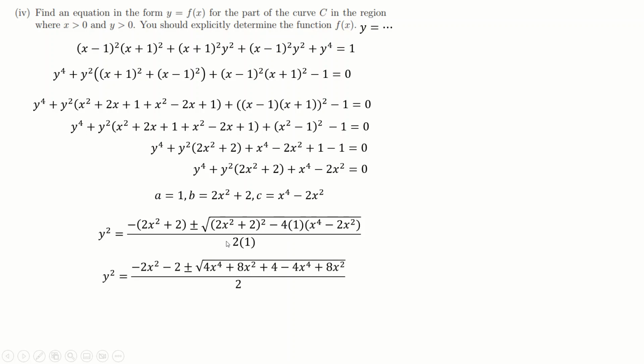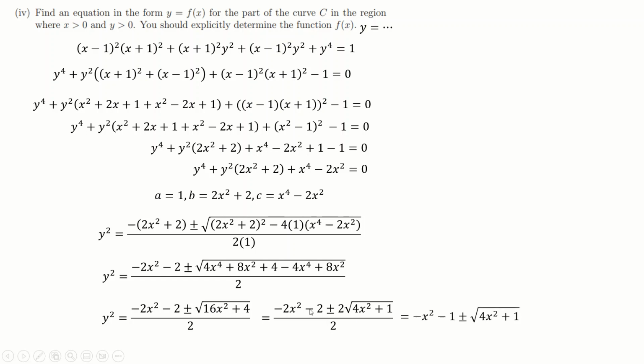Again, do some very mechanical maths here. You're just expanding things out and cancelling things down. You can take a 4 out of this, which helps you massively, because it's root 4 times root this, and then root 4 is 2, and then all these 2's can cancel, which is quite nice. And you get this here, and then that's y squared, and so we can root the whole thing to get y is that thing there.